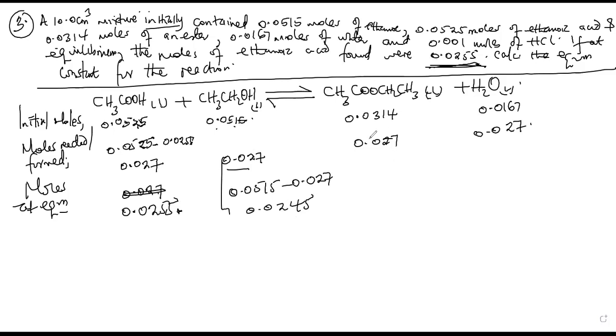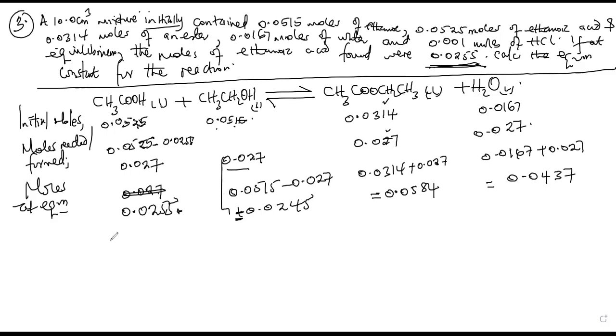Then for this case, to get moles at equilibrium, if you have initial moles and then you formed this, at equilibrium we have a total of these moles. So it will be 0.0314 plus 0.027, and this will give you 0.0584. And this is 0.0167 plus 0.027, which will give you 0.0437.